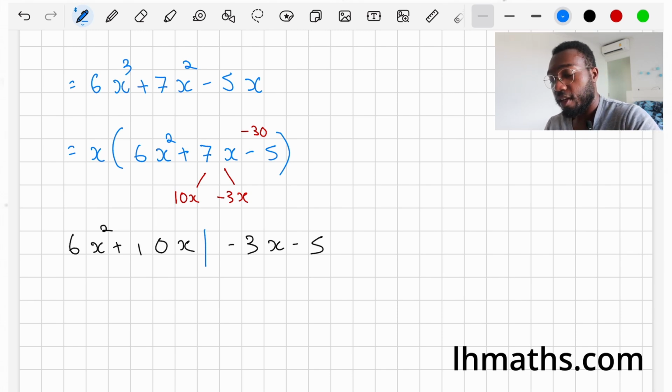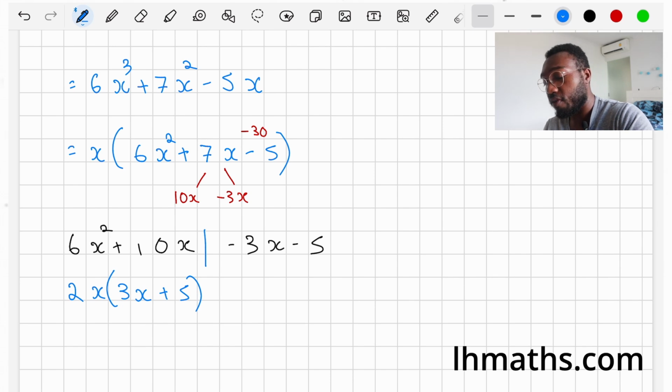So if we factorize 6x squared plus 10x, then we would get a 2, and then we also get x. And then inside the brackets, we would get a 3x and a positive 5. Okay, and then on this side, if we do the minus 3x minus 5, the only thing which we can take out is a minus. So effectively, it's like taking out a minus 1. And then inside the brackets, we also get a 3x plus 5.